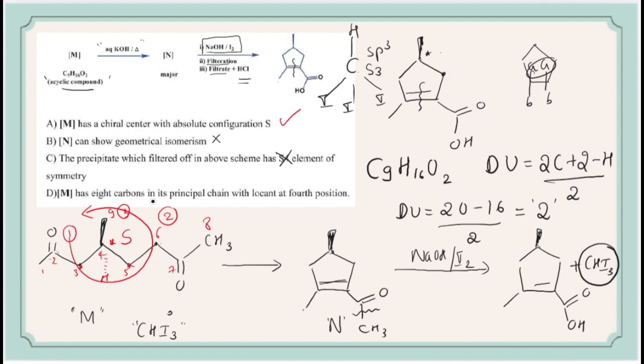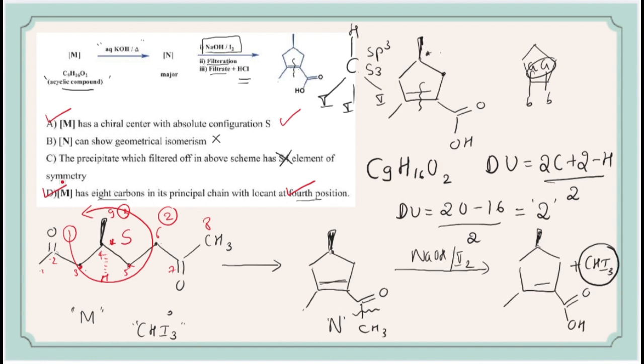M has 8 carbons in its principal chain with the locant at the 4th position. So 1, 2, 3, 4, 5, 6, 7, 8. That is correct. And at the 4th position there is a locant: 1, 2, 3, 4. That is methyl. Yes, that is also correct. Therefore, the right option is option D. So among the 4 statements, the right statements are option A and D.